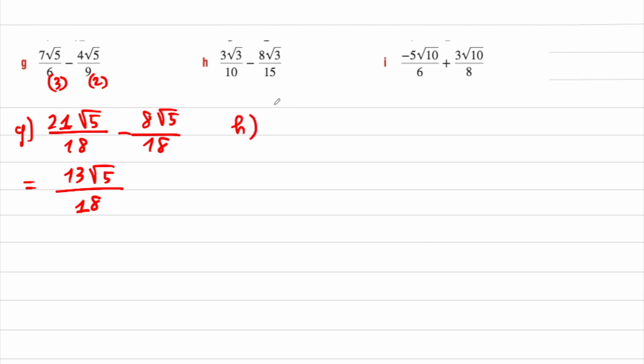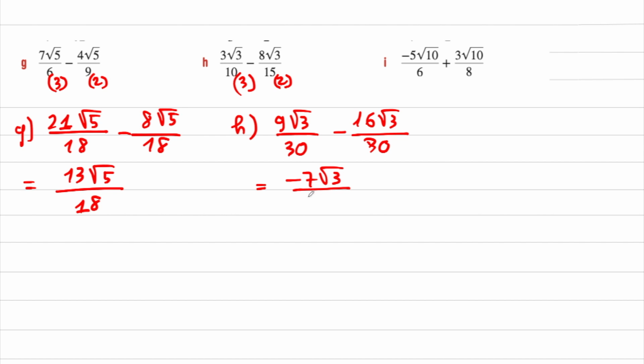Question H. 3 here, 2 here. 9 square root 3 over 30 and 16 square root 3 over 30 by this writing. 9 minus 16 equals minus 7 square root 3 over 30.